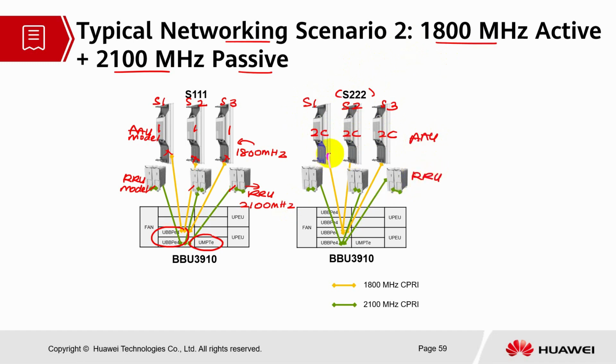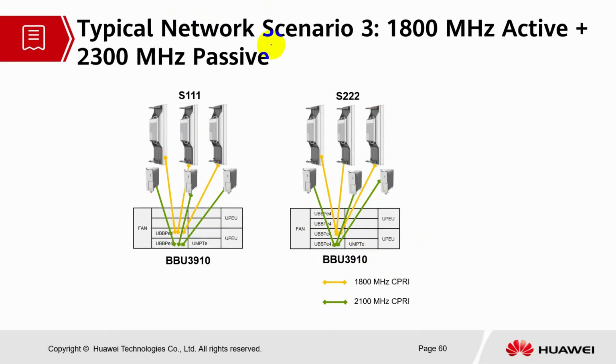So the yellow color link here is referring to 1800. The green color one is referring to 2100. So this is 2100 passive, 1800 active. So for this case, we need 4 UBBP boards and 1 UMPTE.